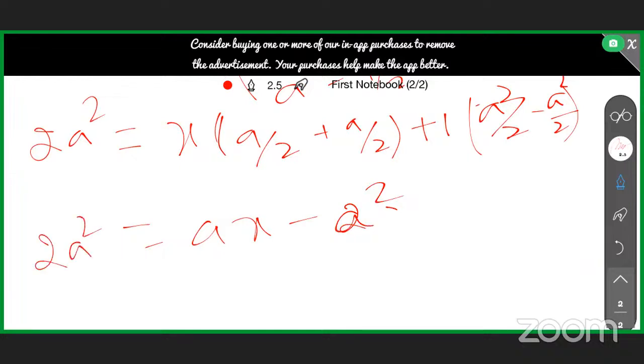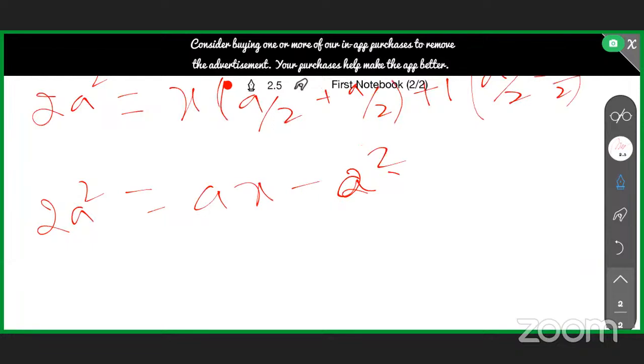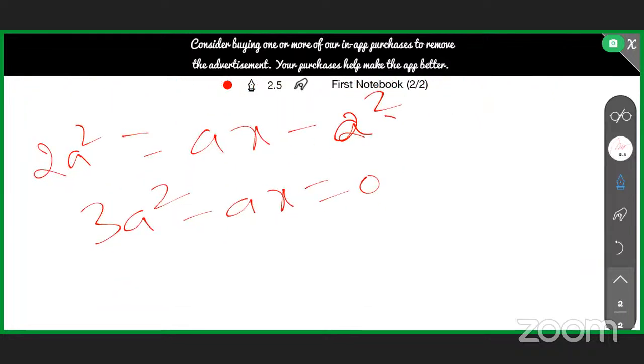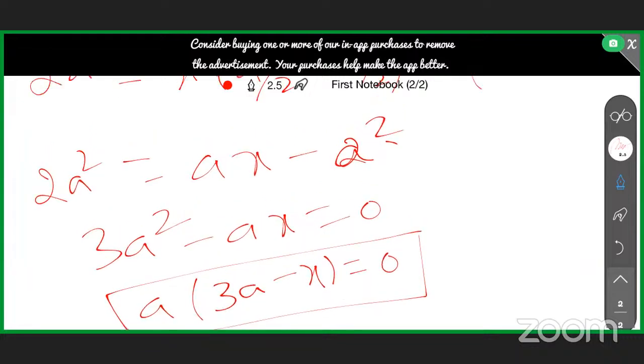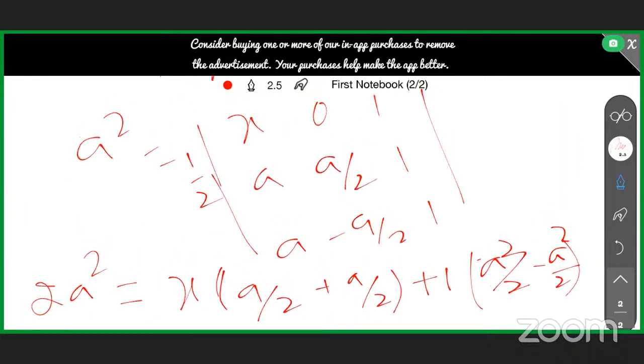If I take everything to this side, it will become 3a square minus ax is equal to 0. If I take a common, a into 3a minus x is equal to 0 is the equation of my locus. But we have taken C equals x comma y. C is equal to x comma y, but where is my C lying?